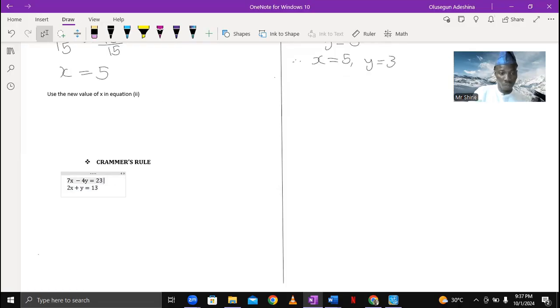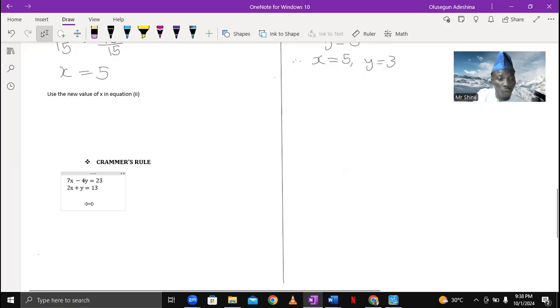we don't need to name them this time around because Cramer's rule has to do with the use of a matrix in solving a pair of equations. So what we'll need is not about which one is equation 1 and which one is equation 2. That does not matter here. But what is Cramer's rule all about?